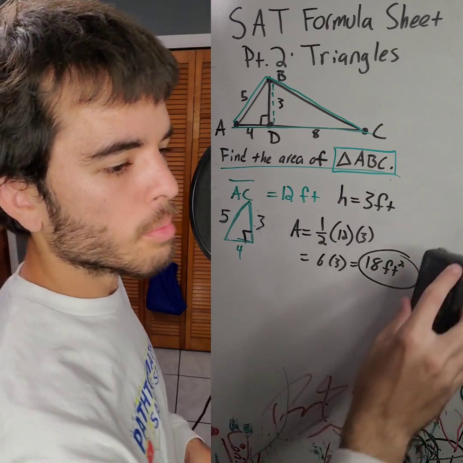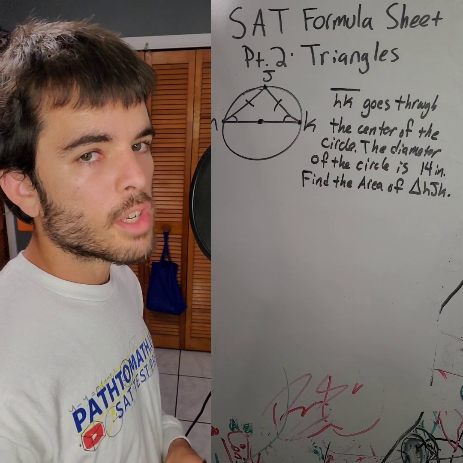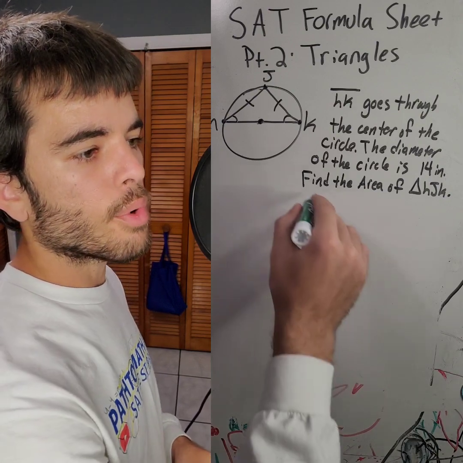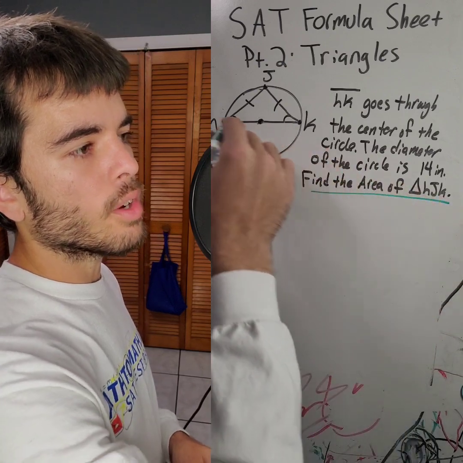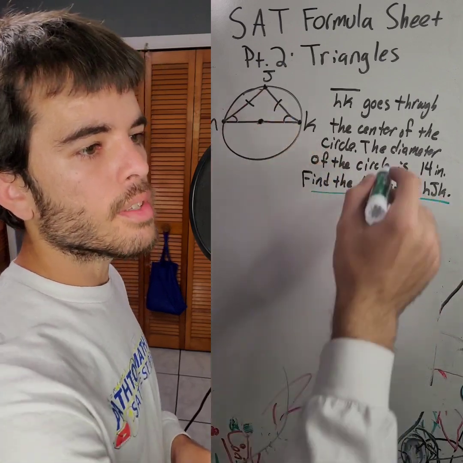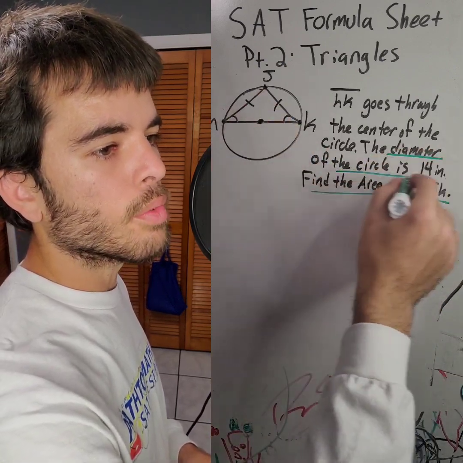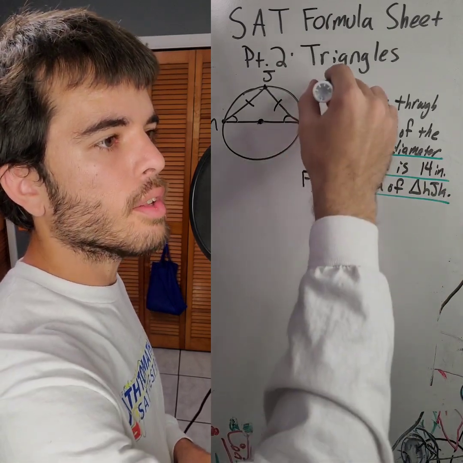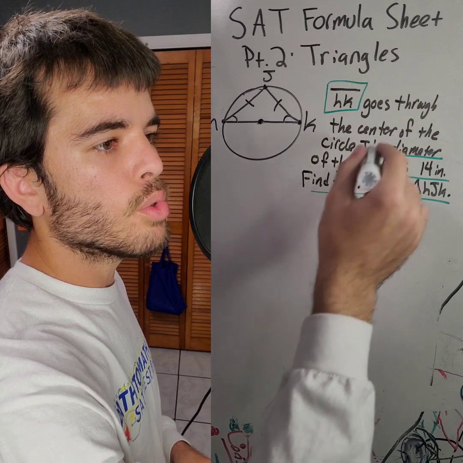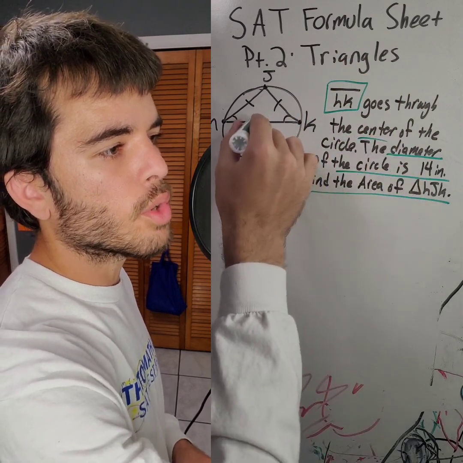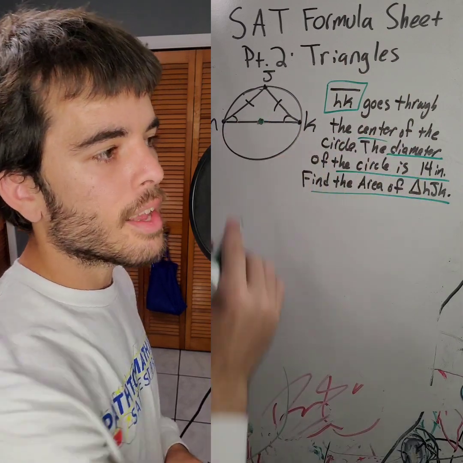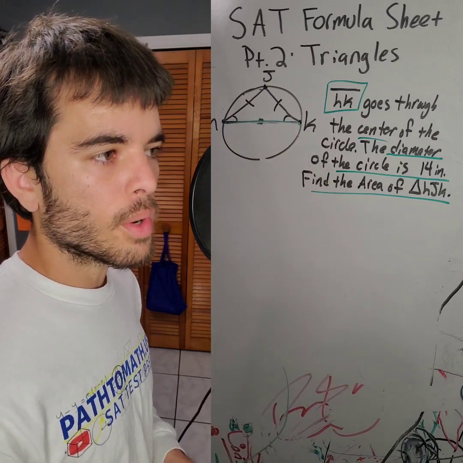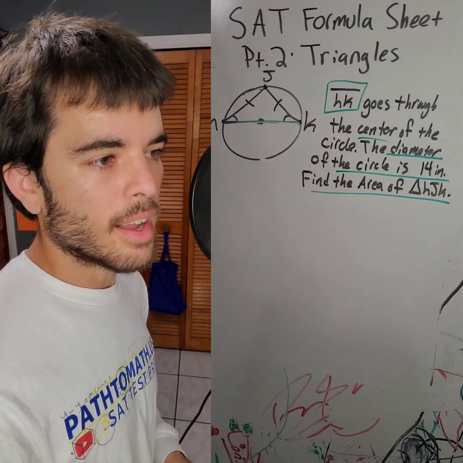Here we have a triangle inside a circle, which the SAT does love to utilize. They're going to ask for the area of the triangle HJK. They gave us the diameter of the circle being 14, and they told us something that's interesting. They said that the line segment HK goes through the center of the circle. What that means is HK is the diameter of the circle.